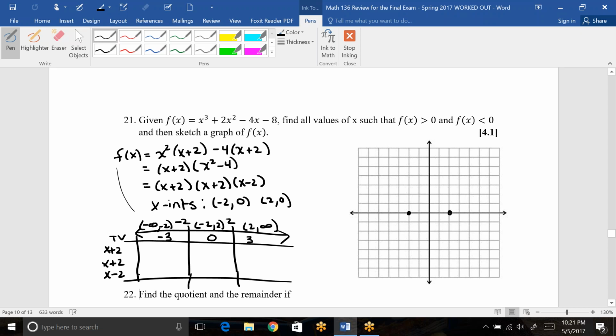So then remember, I plug those in. -3 plus 2 is negative, -3 plus 2 is negative, -3 minus 2 is negative. 3 negatives multiplied together is a negative. 0 plus 2 is positive, 0 plus 2 is positive, 0 minus 2 is negative. 1 negative is a negative. 3 plus 2 is positive, 3 plus 2 is positive, 3 minus 2 is positive. 3 positives multiply to make a positive. So notice I'm below, below, above. Because I had below back to back, that means there was a bounce on this graph. So these two are going to be below, and this one is going to be above.